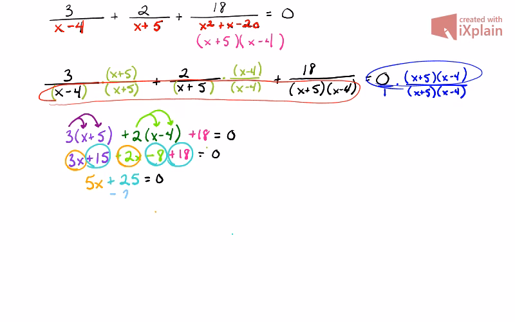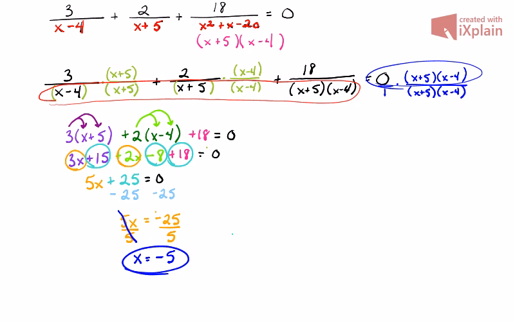So I'm going to subtract 25 from both sides, and this is going to give me 5x is equal to a negative 25. And then we will divide both sides by 5. And that's going to give me x is equal to a negative 5. This is the only solution that we have.